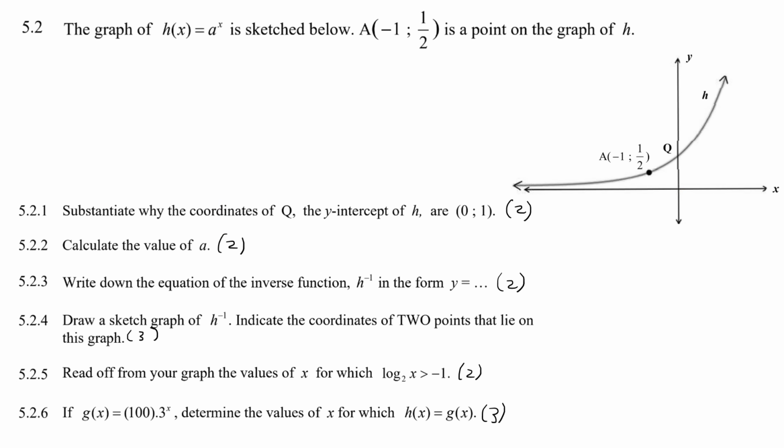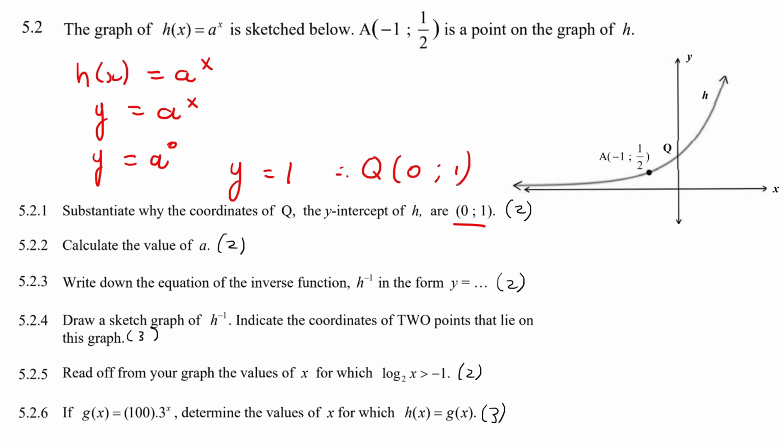Okay, so they've given us an exponential graph over here with a point on the graph. Now it says substantiate why the coordinates of Q are 0 and 1. Okay, well, we can actually just go solve for the y-intercept. To find a y-intercept, you make x 0. So if you make x 0, then have a look here. Anything to the power of 0 is 1. So y would then be 1. So therefore, your coordinates of Q would have to be x is 0 and y is 1.